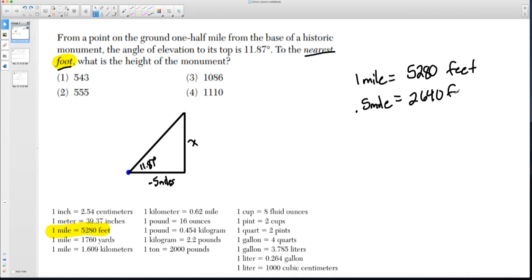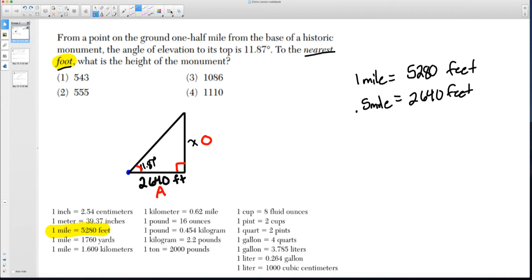When we cut that in half, that's 2,640 feet. So what I'm going to do now is just replace the half mile with our new unit of measurement, which would be 2,640 feet. Now we're set to go. So let's take a look and see what we have in terms of, we're dealing with the right triangle here. So let's label, we're trying to find the opposite side, we have the adjacent side, because we're working from that angle. So that means we're going to use tangent.